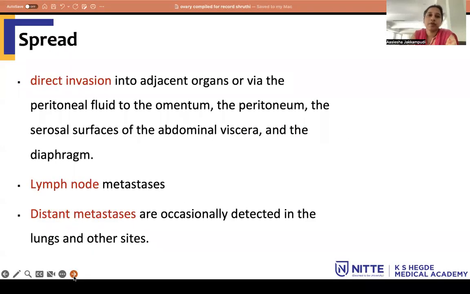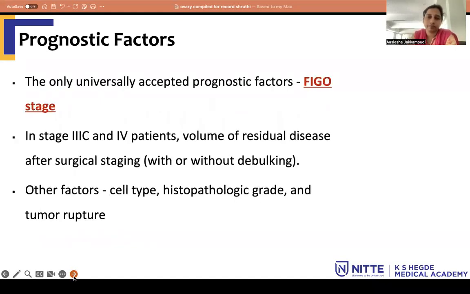The spread of the ovarian cancer. They most commonly spread by direct invasion into adjacent organs or through the peritoneal fluid into the omentum, peritoneum, or the serosal surface of the abdominal viscera and the diaphragm. Lymph node metastasis can also happen. And distant metastasis is rare, but it can be detected, and most common site is lung or any other site.